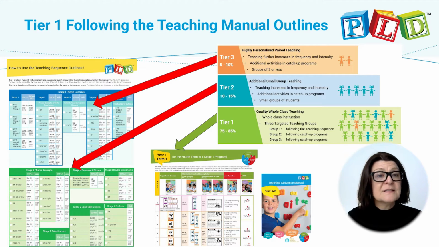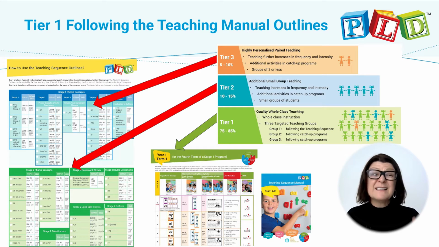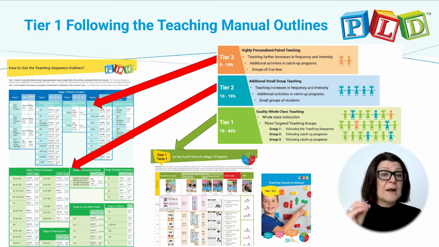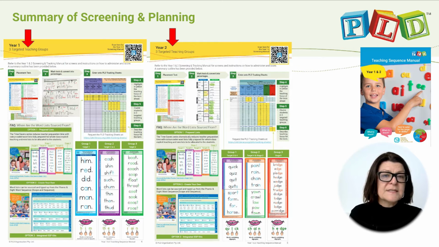However, if students are Tier 2, a little bit behind, Tier 3 significantly behind their age-matched peers, you have planning documents in that teaching sequence manual to help you identify which lists and which phonic dictation passages you're going to present in those individualised programs that you're going to administer in term 1. Let's talk about the screening process and the tracking sheet process next.